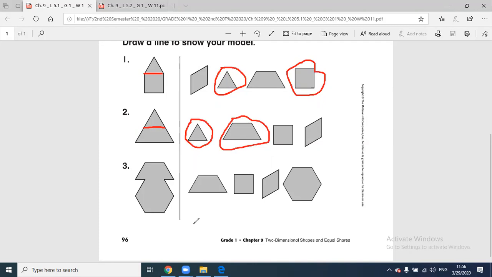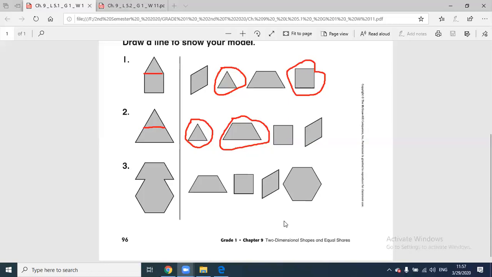Okay, now I will allow you to speak with this one, to tell me about number 3. Answer number 3. How many shapes can we use to form this? Who here can talk to me?